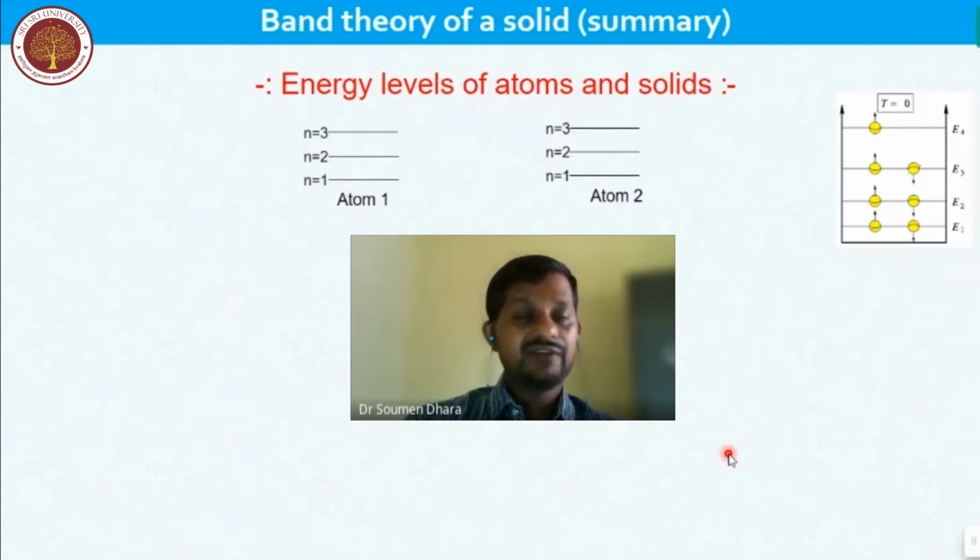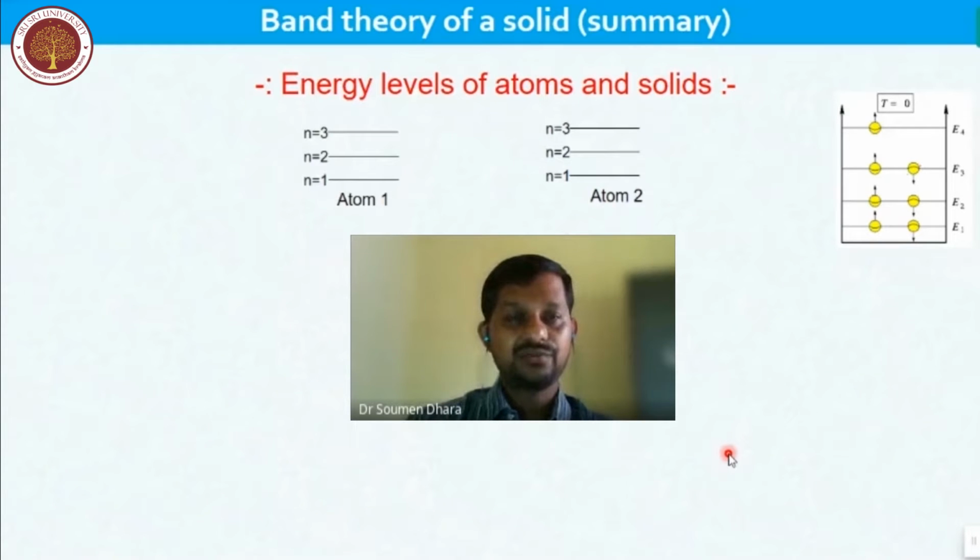And if you have an atom where you have one electron in the outer shell, so for one electron you have energy levels for different quantum levels. If you have two electrons in the outer shell, you will have two energy levels for each of the quantum numbers. For example, for n equals 1, you will have two energy lines. For n equals 2, again you will have two energy lines. And for n equals 3, again you will have energy lines.